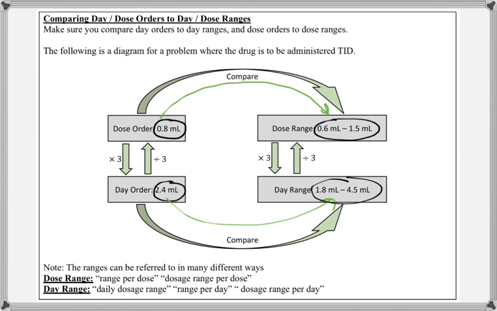So again, the big point is don't compare a dose order with a day range or a day order with a dose range. They need to match. One other thing is that the ranges can be referred to in many different ways. So the dose range is sometimes referred to as the range per dose, or the dosage range per dose. And the day range is sometimes referred to as the daily dosage range, or the range per day, or the dosage range per day. So if it has the word day or daily in it, then it's a day range.